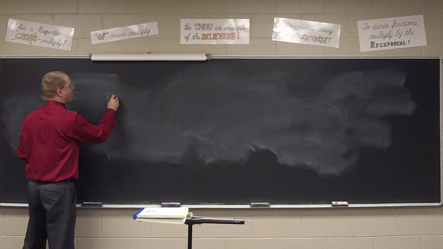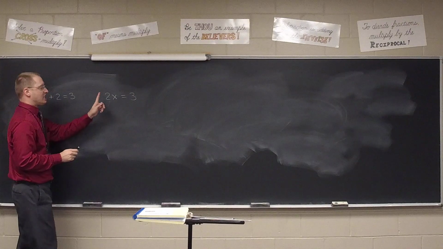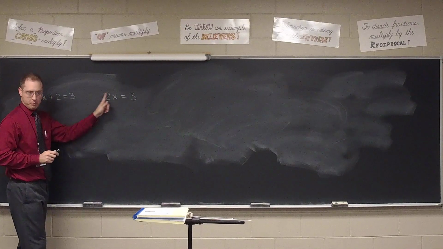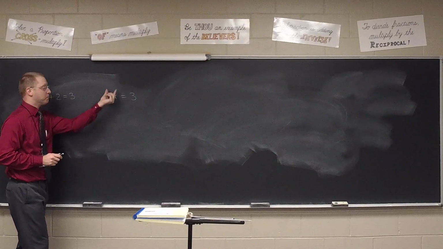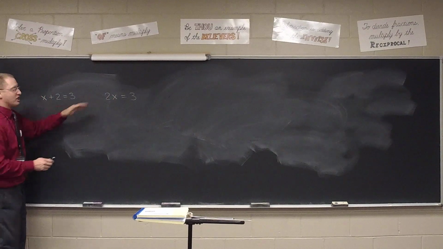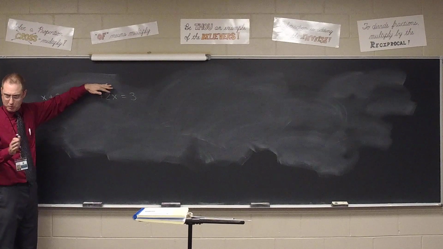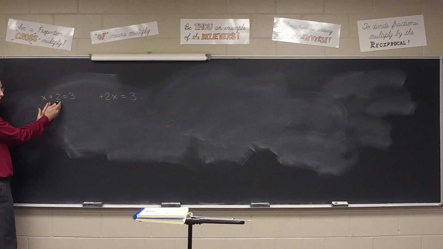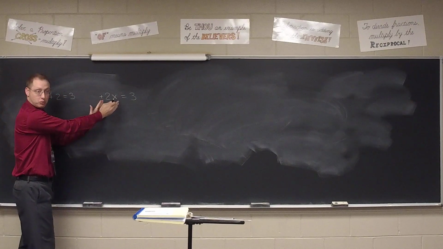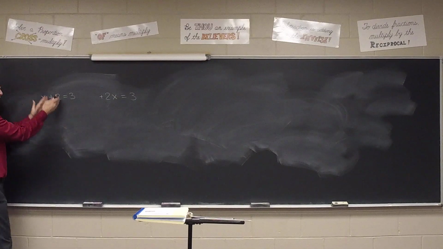If it said 2x equals 3, do you see here the 2 is not a separate term from the x? It's with the x. It's multiplied by the x. So even if it said this, it's not a plus 2 or a positive 2. It's a multiply by 2. Do we see the difference between a positive or plus 2 and a multiply by 2? Okay? This says positive 2 or plus 2.